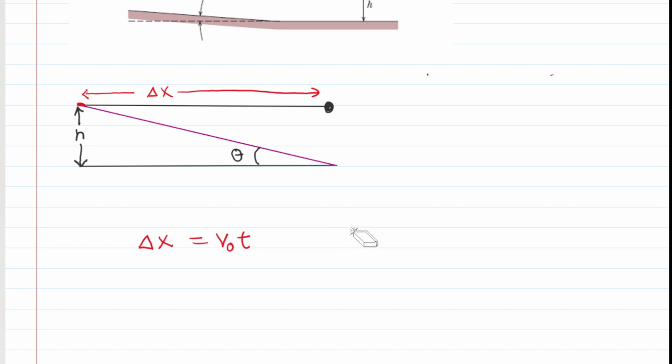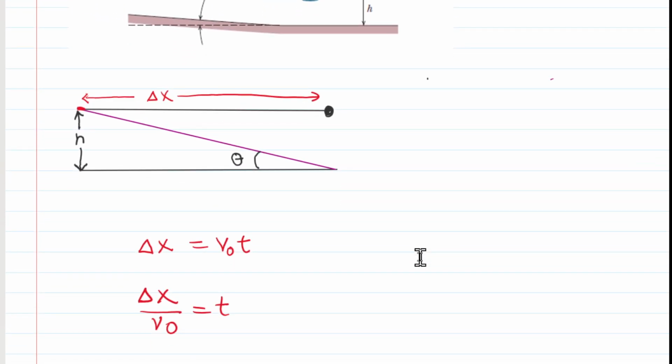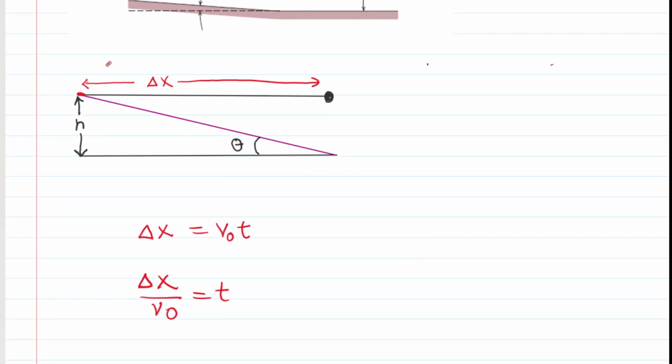So we can get rid of that, and then we're going to solve for the time by dividing both sides by the velocity of the airplane. So this would be the expression for the time. We know the velocity of the airplane. It's given. It's traveling at 1,300 kilometers per hour. So really the only thing that is left for us to determine is the horizontal distance delta x.